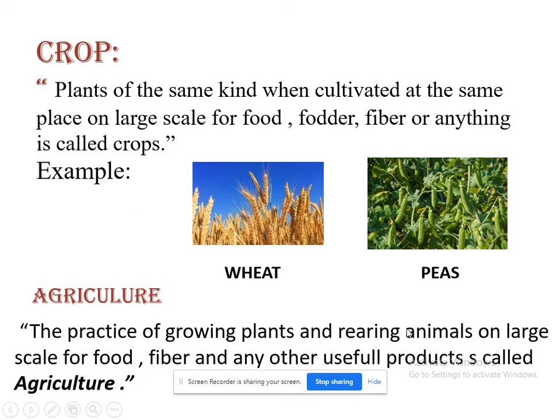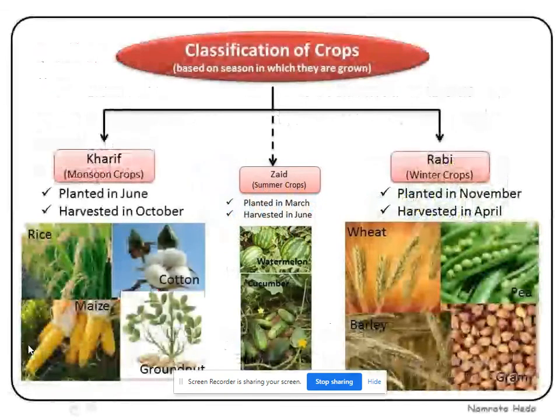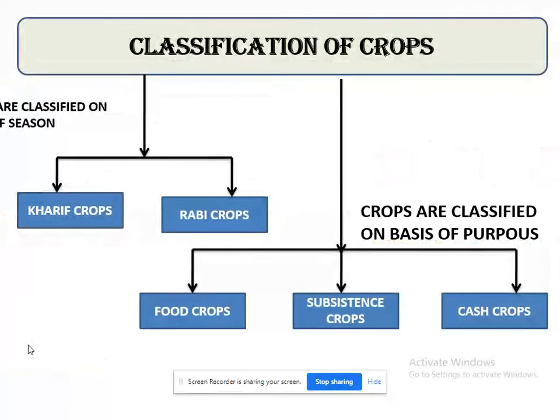Rearing animals, we can take example of chickens or the milk we are getting from cow, sheep. That is an example of what here? Rearing animals on a large scale. Right, students?